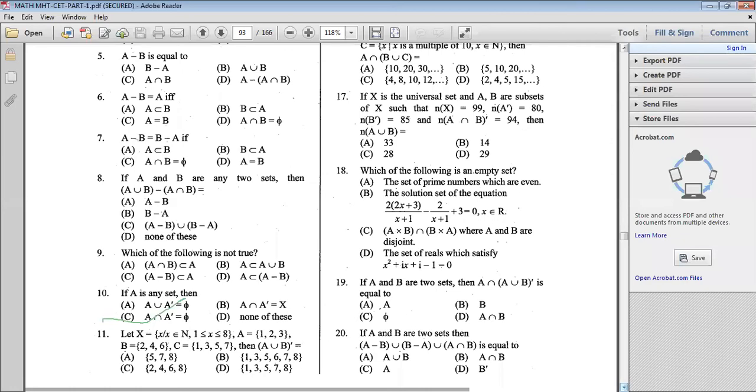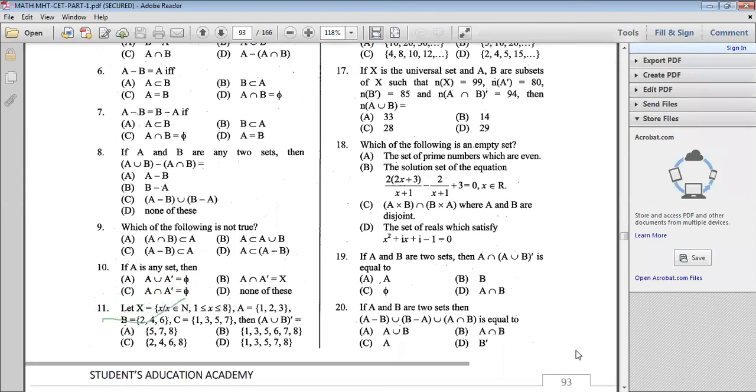So that's why that is not the correct option. A intersection A dash is pi, but they have given X. That is not correct. So the C option is correct. A intersection A dash is equal to pi. C option is correct, not the B option. Now look at the 11th problem.